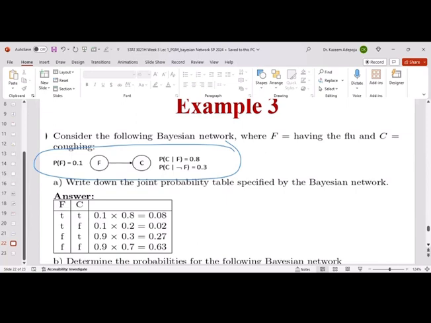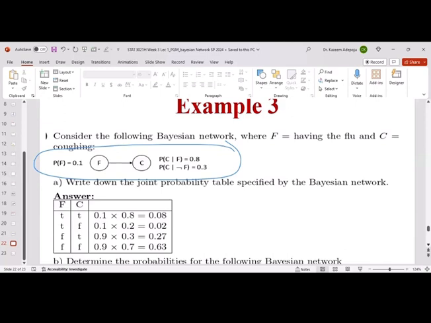I wanted to take a look at what I actually have in here. If you look at the direction of the arrow, C depends on F. C is trying to say, when I'm coughing right now, I may be having flu. I'm going to say that again. C is a child. F is a parent. But based on this structure now, if I'm coughing, maybe I have a flu.